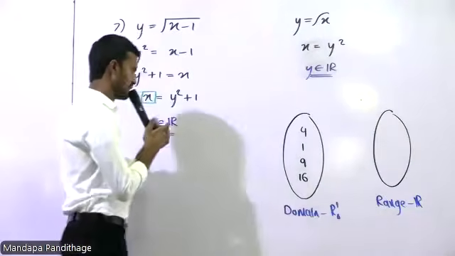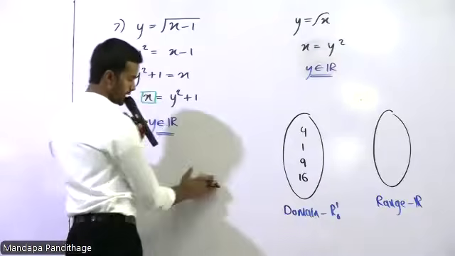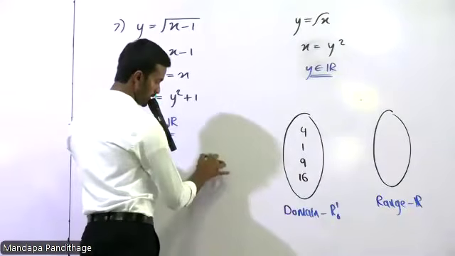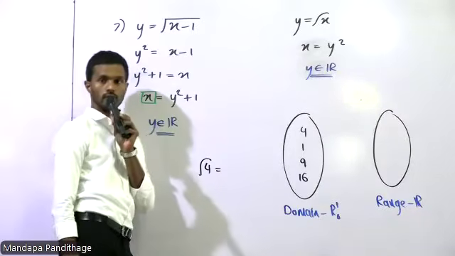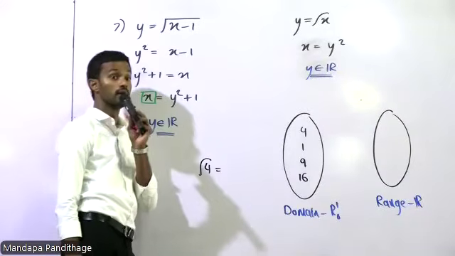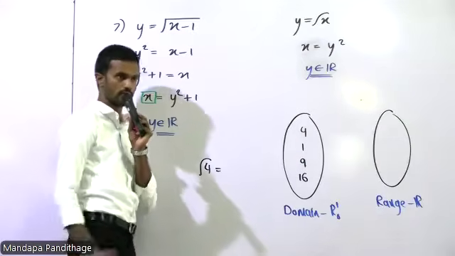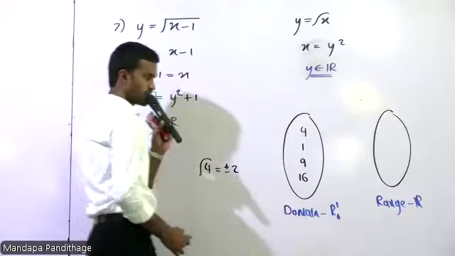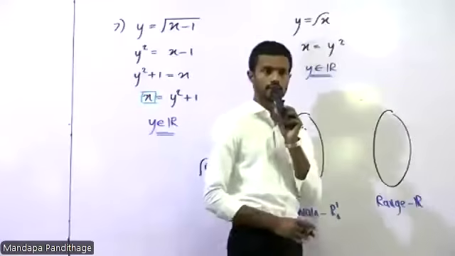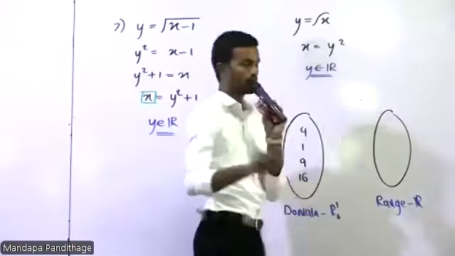Now tell me, during O levels, what did you learn as the answer of root 4? In O levels, you learn that that is equal to plus or minus 2. Clear? So that is how we learn. This is equal to plus or minus 2. So the range is the entire real number set, means any number can be there. Okay, now look at this.